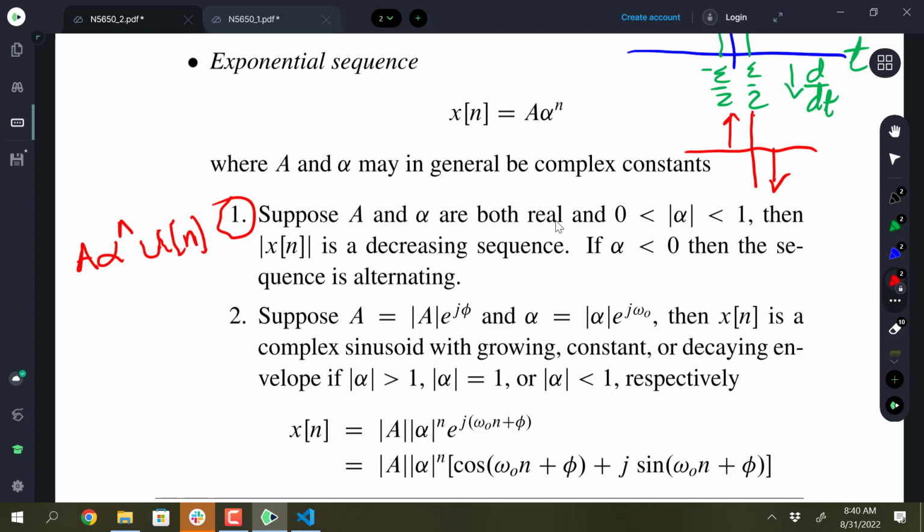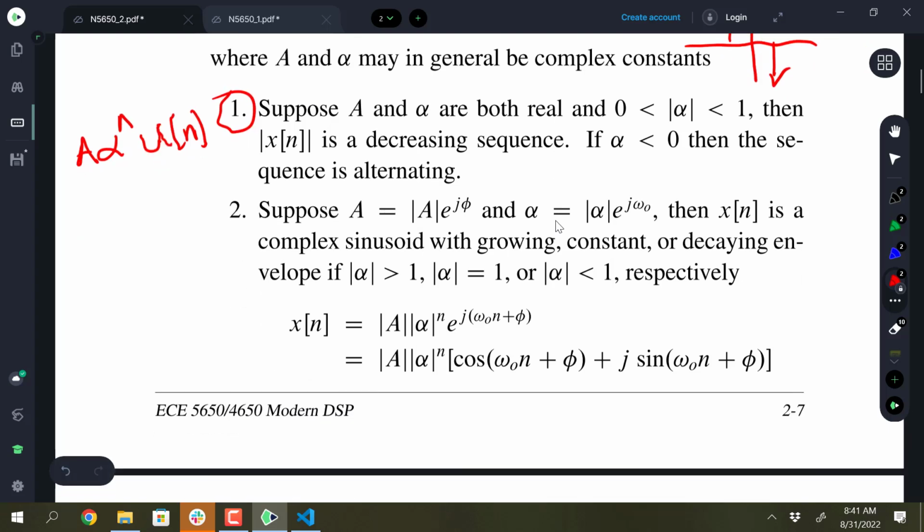So this is a decaying exponential, and that's a pretty popular, common type of excitation signal. If I didn't put the u of n on there, then the exponential would be growing on the negative side and decaying on the positive side. And if alpha is negative, but still less than 1, then it would be an alternating sequence.